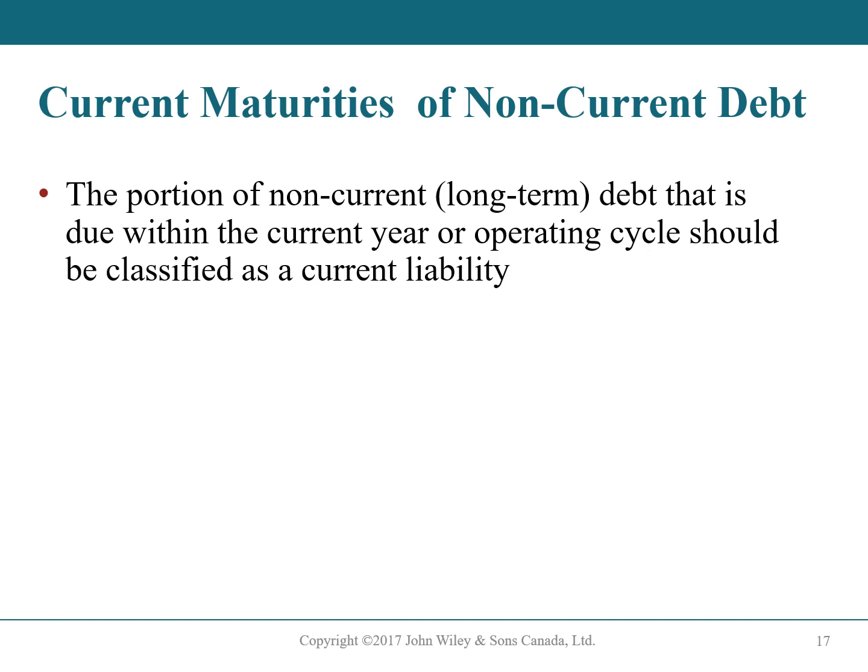Current maturities of non-current debt. So this relates to the portion of non-current debt that is due within the current year or operating cycle. This should be classified as a current liability. So for example, if you were to take out a 5 years mortgage, the amount that is due for the current year, that is what would relate to the current liability.